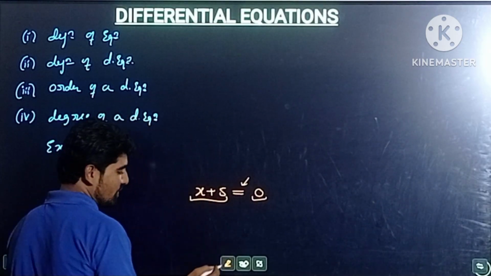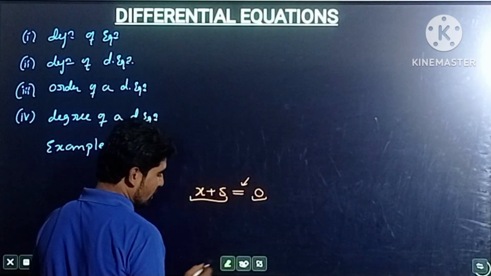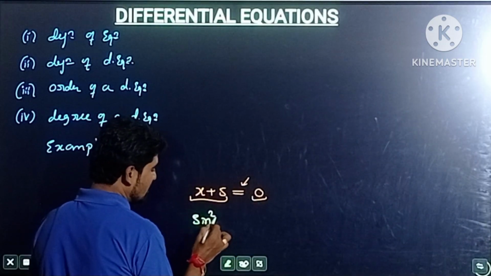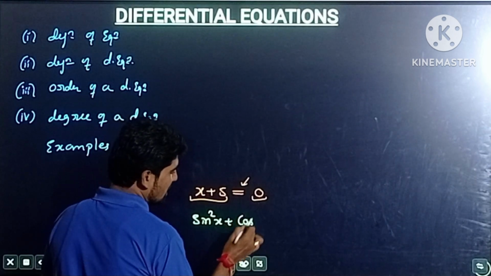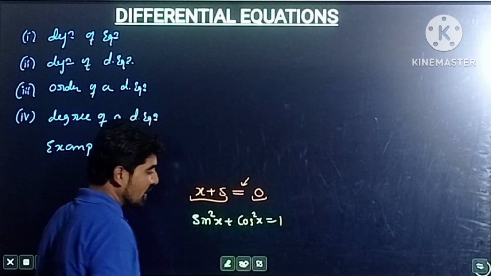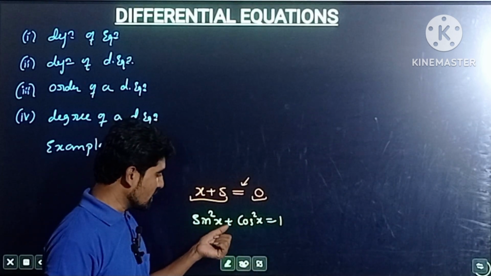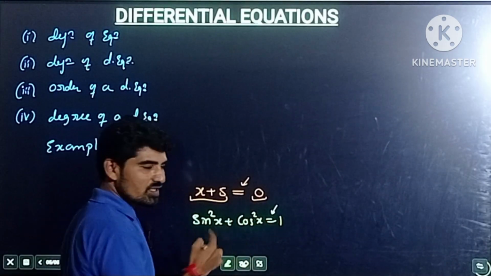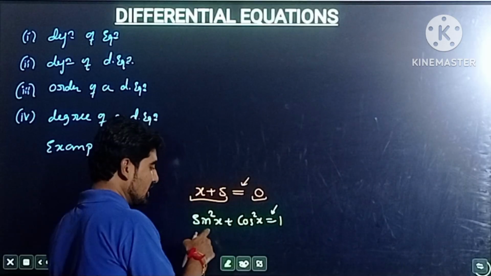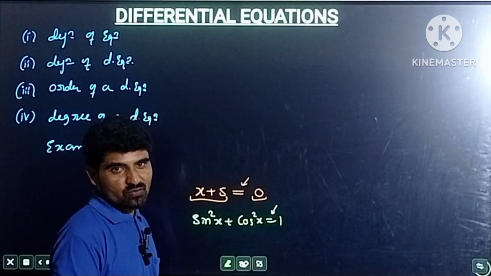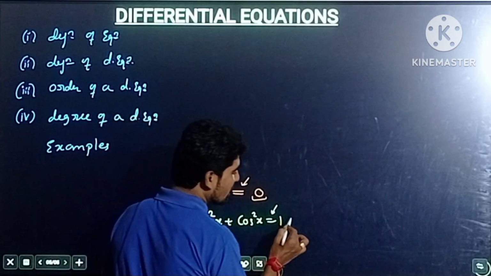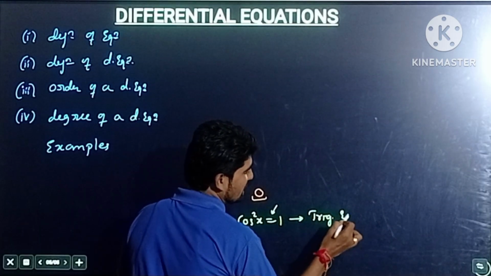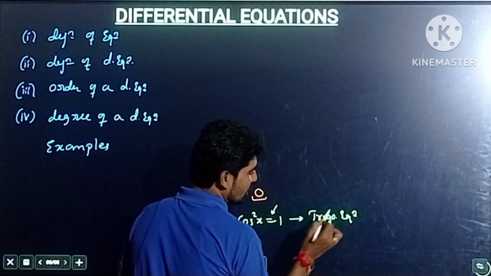So, consider one more example. As you know, one of the basic identities of the trigonometric functions is sin square x plus cos square x is equals to 1. Here also the expression sin square x plus cos square x and the expression 1 are related by the sign equal. Therefore, this is also one of the equation. But in this equation, trigonometric ratios are involved. Therefore, this is one of the trigonometric equation, or you can call it trigo equation.